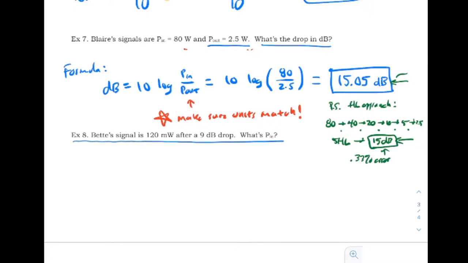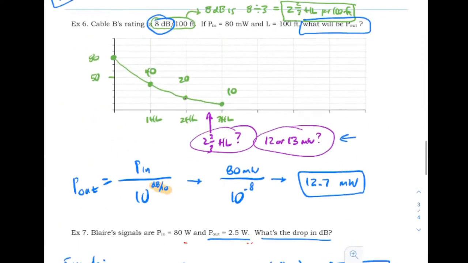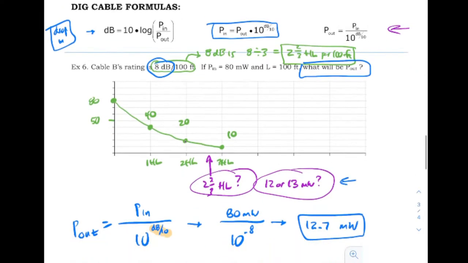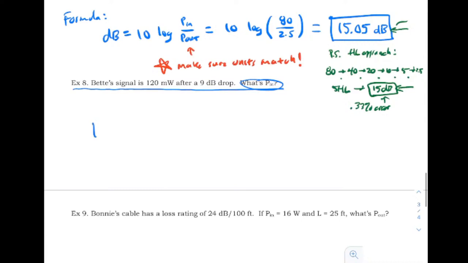What's P in? I'm focusing right on the question, so it tells me which formula to grab. What's P in? Okay, I'll grab the P in formula. What's the P in formula? It's right here. P out times 10 to the 10th of a decibel. So P in is equal to P out times 10 to the 10th of a decibel. Well, guess we plug these in, right? So it says it's 120 after the drop, which means that's the P out. So that's what goes here, the 120 milliwatts. And then you multiply that by 10 to the, not 9, but 0.9, right?